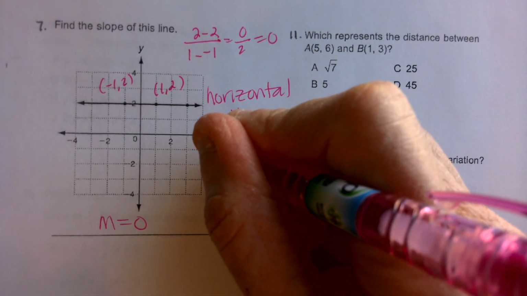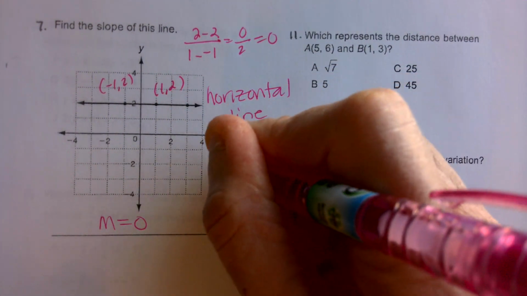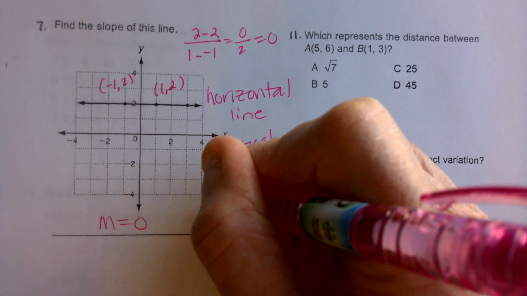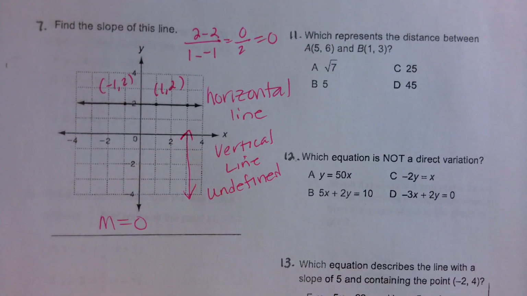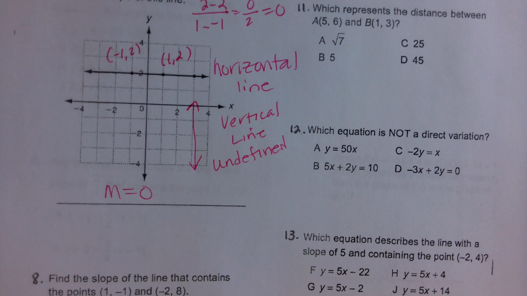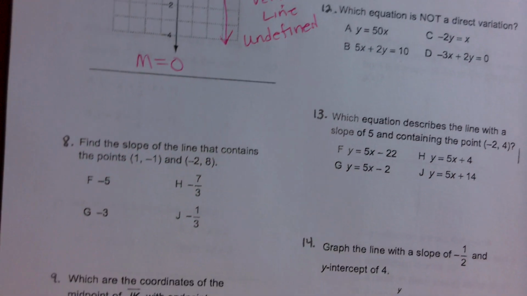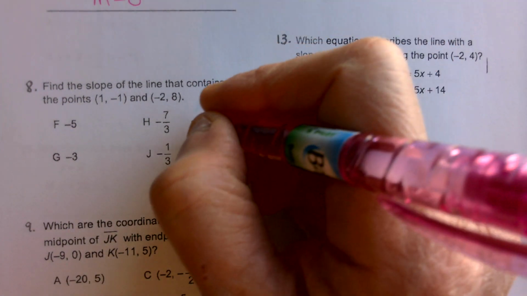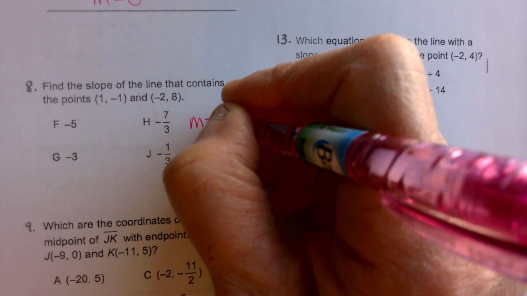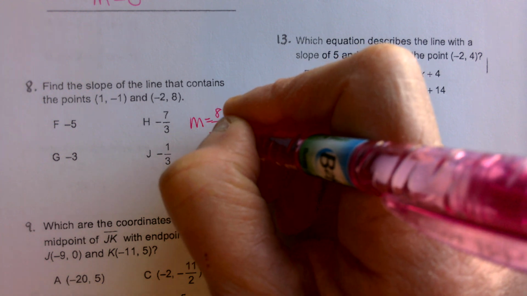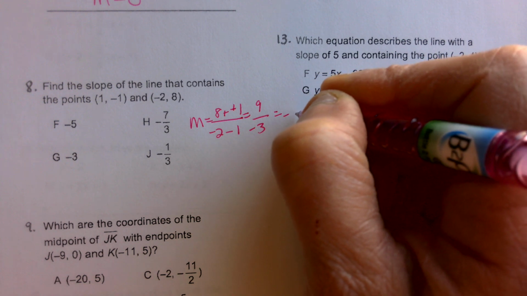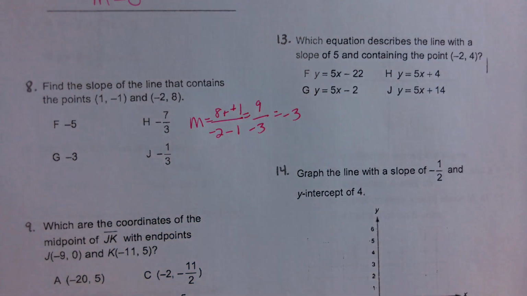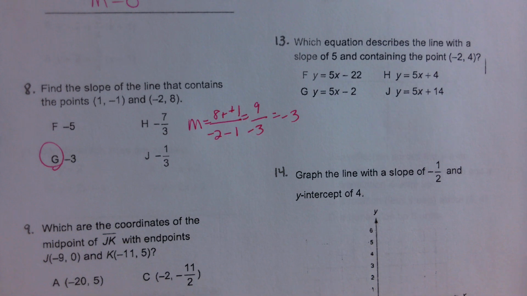What's a vertical line? What's a slope? It is undefined. Like that. So when we go into this one, number 8, it says find the slope of a line that contains these points. So we have to again use our slope formula. So subtract your y's and subtract your x's. And we get 9 over -3, which is a -3. So that would be G.